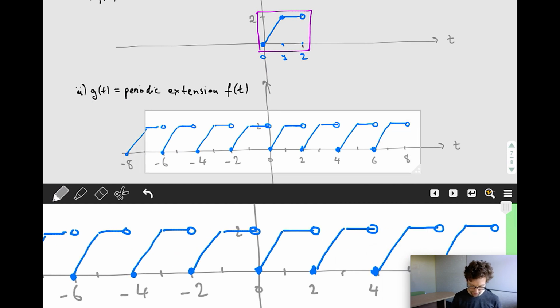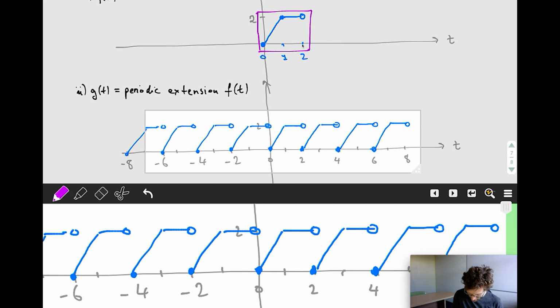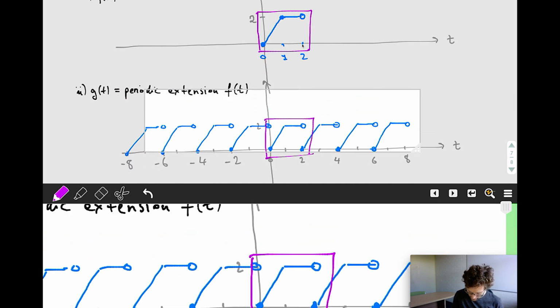So what's the period of this function now? Well, that's going to be given by the width of our original tile. So let's put a little box around that again. You can see that the width of this original tile is 2. So the period of this function is 2.